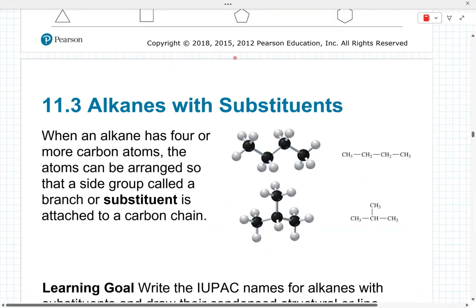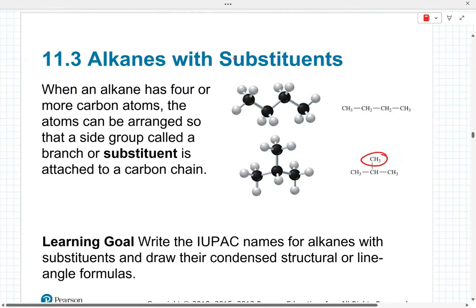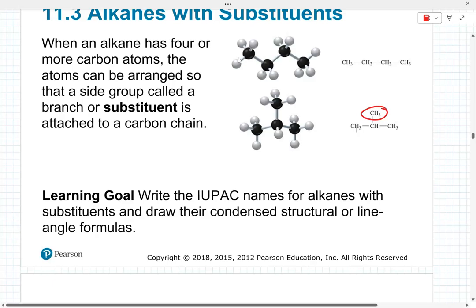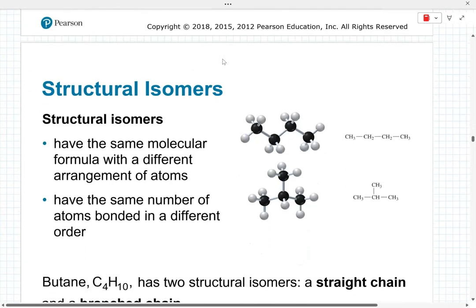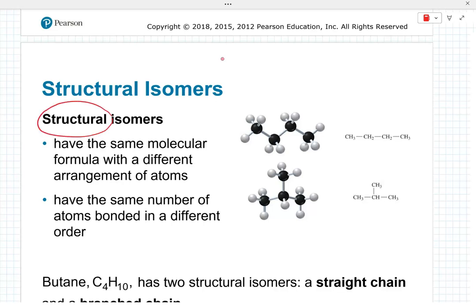Now, in many alkane molecules, hydrogens can be replaced with different substituents. It can be other so-called alkyl groups. It can be halogens. It can be functional groups, and so on and so forth. Okay? So the concept of substituents here gives us the opportunity to talk about the concept of isomers. Okay? And we're going to right now focus on structural isomers.